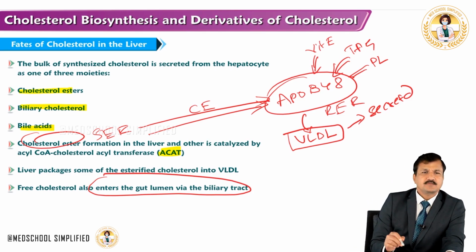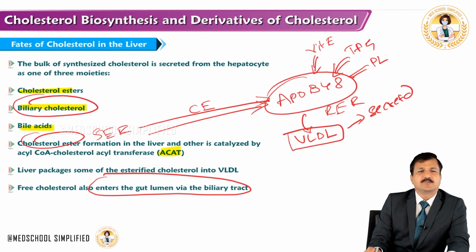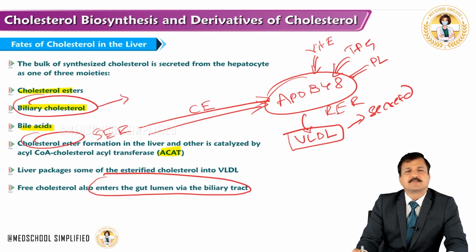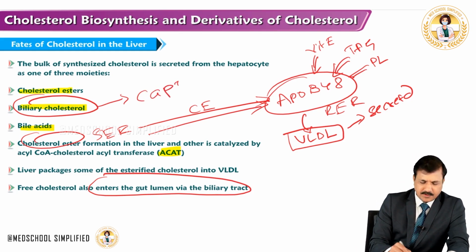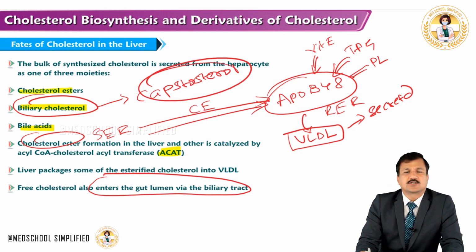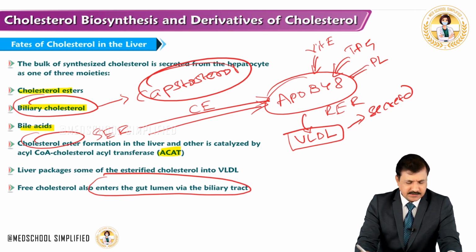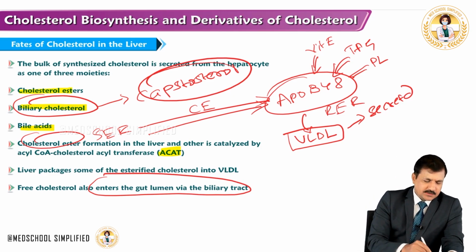So that means cholesterol which is in excess in the liver will simply be secreted into the bile, and the biliary cholesterol is metabolized in the lumen of the intestine by the bacteria into coprosterol, and this is going to be present in the feces, and that's how the cholesterol is excreted out of the intestine. So these are some of the fates of cholesterol here. One is cholesterol ester, another is biliary cholesterol, that I have explained now.